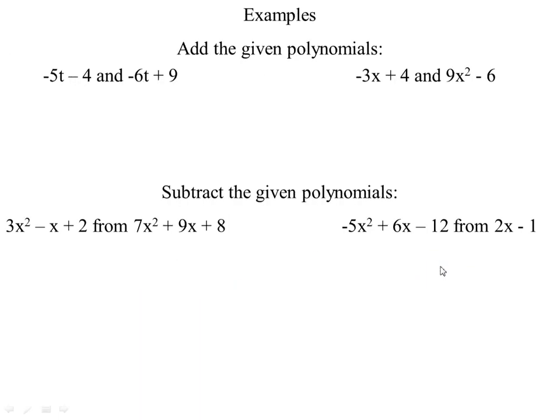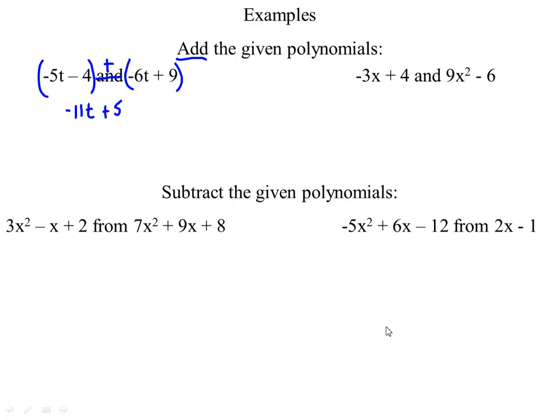Alright, so let's go here. And this is just word form, but basically what you're doing is taking these word problems and making them into a math problem. So if it says add the given polynomials, basically what you're doing is taking these binomials and it's going to go to addition and you're going to combine like terms. So it's the same thing that we were doing. So we have negative 5t and negative 6t is going to be a negative 11t. And then you have negative 4 and 9, which is going to be a positive 5. So that would be your answer.